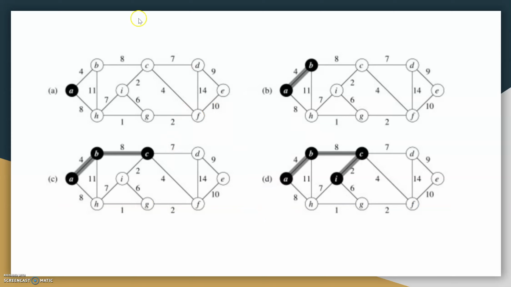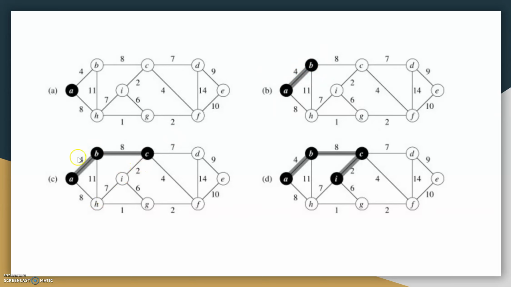So here's an example. For this one, you start from A in step A, and then you choose the lowest edge between the one reaching B or the one reaching H. One has a 4 and one has an 8, so you choose the 4 because it is the lightest. That's why in step B you can see the 4 highlighted in gray, and then it goes to B.